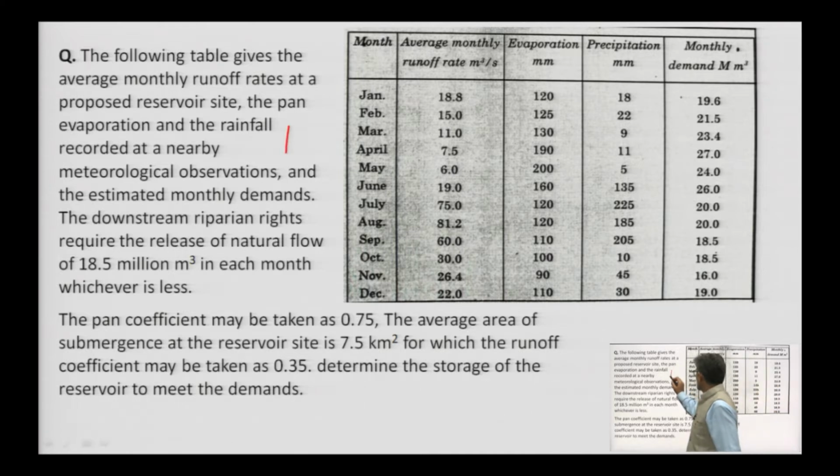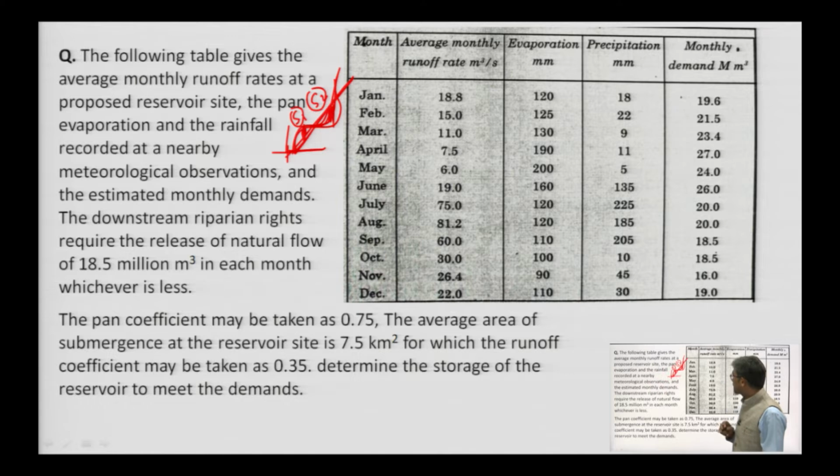In the mass curve, suppose this is the demand line, and this is the supply line. Then these ordinates we need to calculate, say this is S1, say this is S2. So the maximum of S1 and S2 gives the storage capacity.